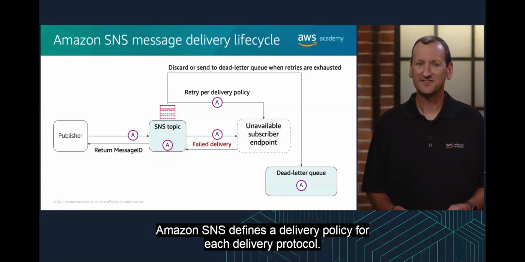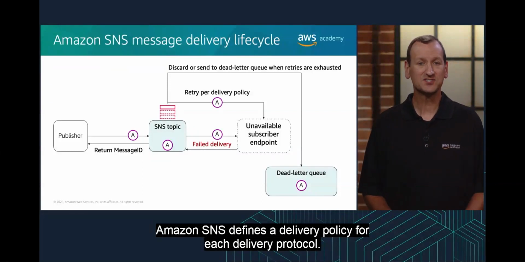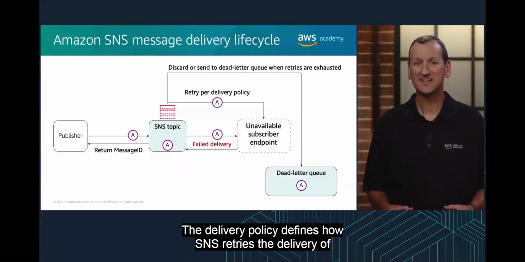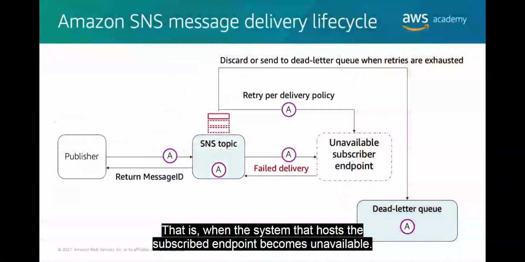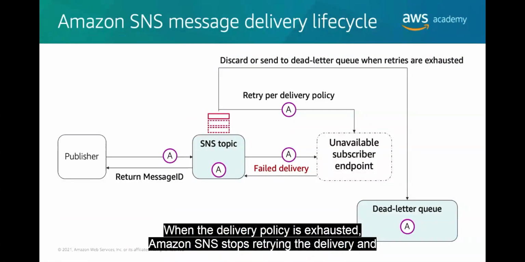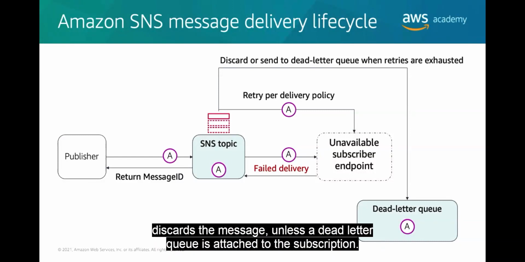Amazon SNS defines a delivery policy for each delivery protocol. The delivery policy defines how SNS retries the delivery of messages when server-side errors occur. That is, when the system that hosts the subscribed endpoint becomes unavailable. When the delivery policy is exhausted, Amazon SNS stops retrying the delivery and discards the message, unless a dead letter queue is attached to the subscription.